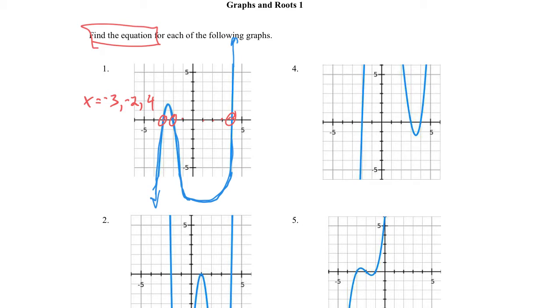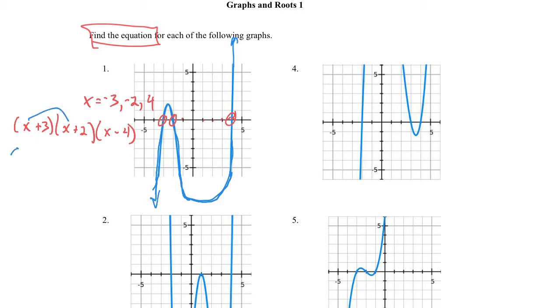So each of the zeros will give us a factor. So I have x plus 3, I have x plus 2, and I have x minus 4. Remember, the zeros and factors are related by changing the signs. And then once I have those factors, then I multiply them together, and I will get the polynomial.